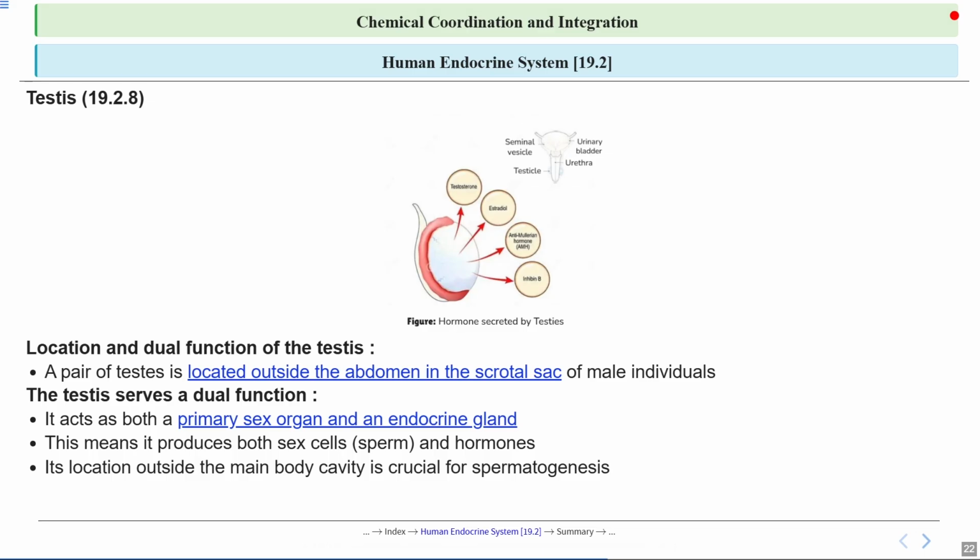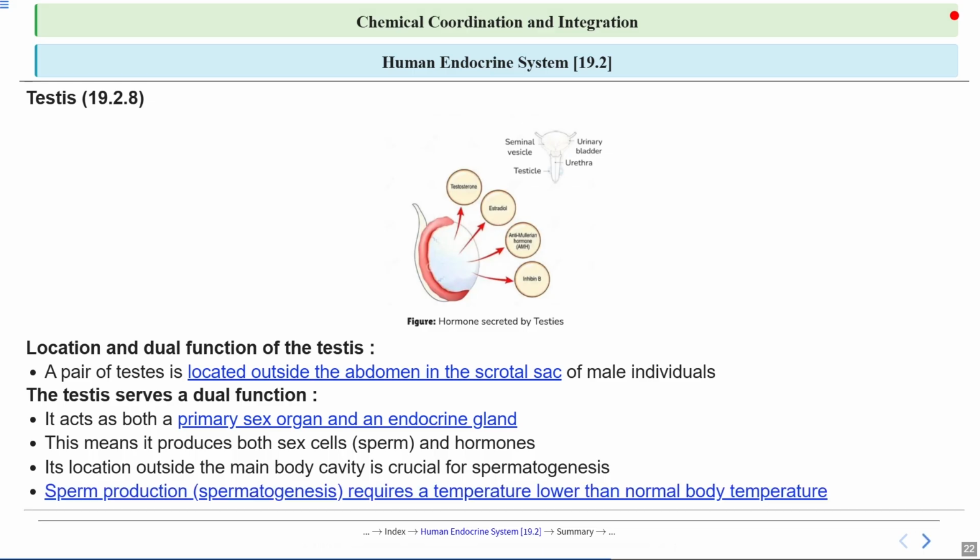So it is located outside the main body cavity, which is very important for spermatogenesis. Because spermatogenesis needs a temperature which should be slightly lower than the body's core temperature. This is very important for the proper development and maturation of sperm, and this process is called spermatogenesis. It is the process of sperm production that occurs in the testes and requires a temperature slightly lower than the body's normal temperature.